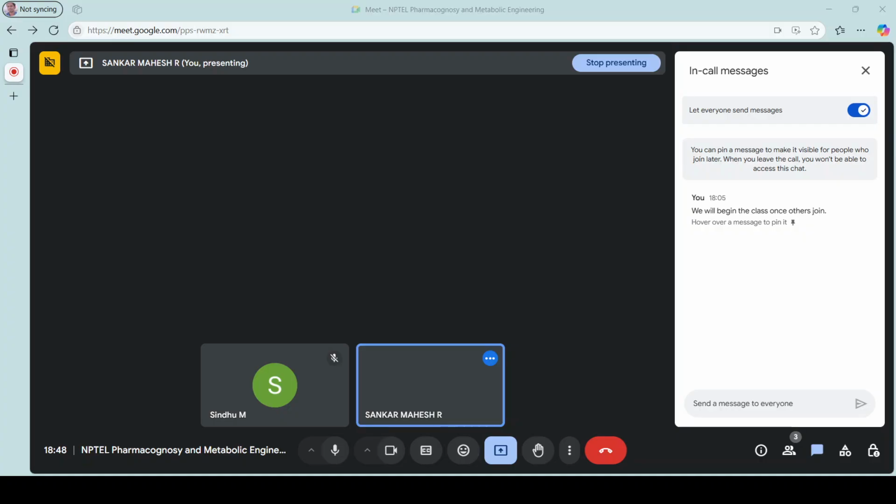Option A, violaxanthin, vacuole, geranyl pyrophosphate. Option B, lycopene, plastid, farnesyl pyrophosphate. Option C, lycopene, vacuole, geranyl pyrophosphate. And option D, lycopene, plastid, geranyl pyrophosphate. You can take a couple of minutes and think about this question.